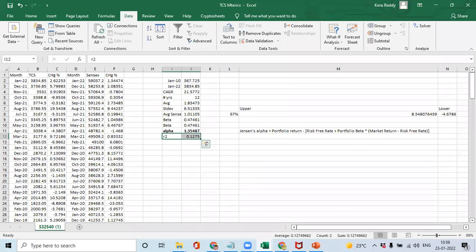You can easily tell for alpha, what is a good alpha? Anything above 0 is a good alpha, right? Anything below 0 is a bad alpha. Like that, if I tell you R2 is 0.12, what is a good R2 and what is a bad R2? Lower the better. Yeah. So why is it?